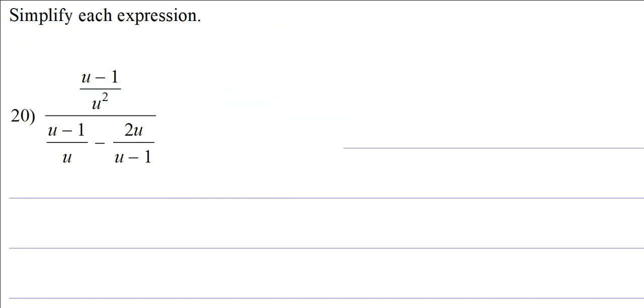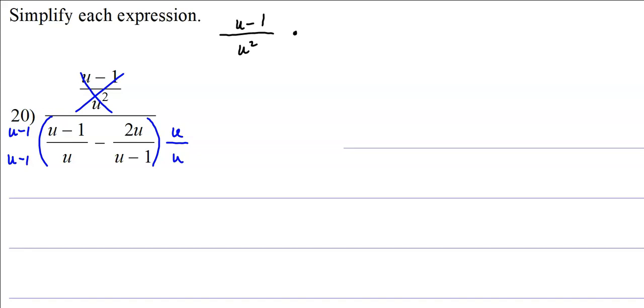This thing looks nasty. So first thing I'm going to do is put the top in here. So I'm going to keep the top. And I know I got to flip this bottom, but let's just get after this bottom right now. Let's just ignore this top part, and figure out this bottom. So I think I need to multiply this side by u over u, and this side by u minus 1 over u minus 1.